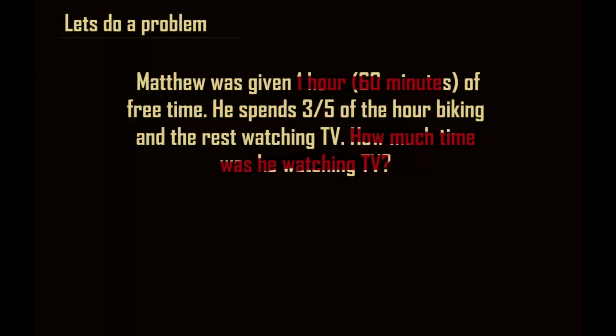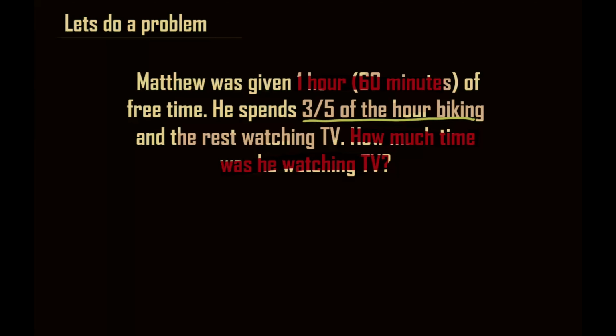So let's underline our information. First off, we have 1 hour, 60 minutes. That's how much free time he had. It's already highlighted, so we don't need to do anything about that. Next we have he spends 3/5 of the hour biking, and then the rest of it watching TV. So we will use the 3/5 of the hour biking to find how much time he was watching TV.